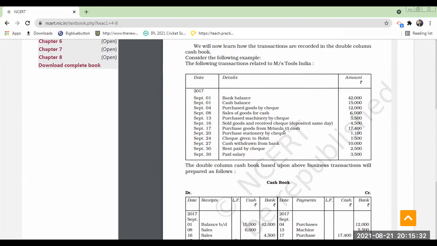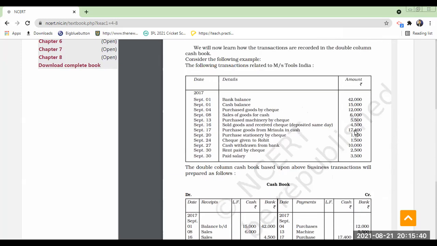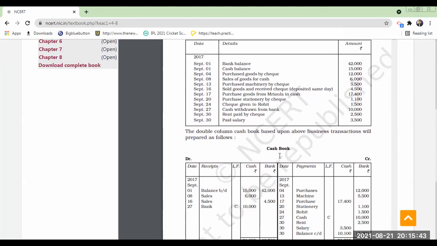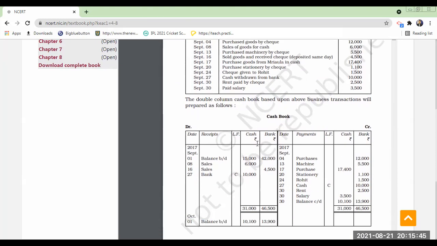Then purchased goods from, what is this person's name? Briula. Okay, Briula, in cash. So that person's name is immaterial because we purchased for cash, no? So automatically the cash balance will reduce. You will mention on this side 17,400. Purchases you will mention.